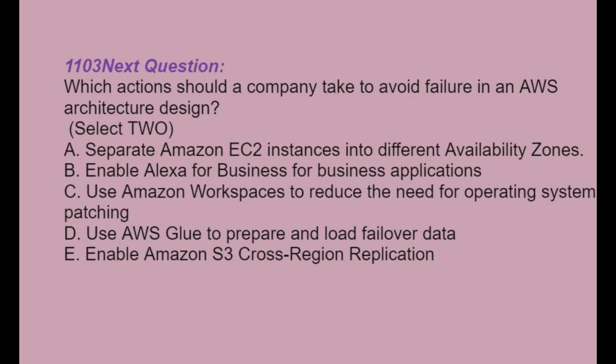Question is, which actions should a company take to avoid failures in an AWS architecture design? Select two options. Option A, separate Amazon EC2 instances into different availability zones. Option B, enable Alexa for business applications. Option C, use Amazon WorkSpaces to reduce the need for operating system patching. Option D, use AWS Glue to prepare and load failover data. Option E, enable Amazon S3 cross-region replication. Correct answer is option A and option E.